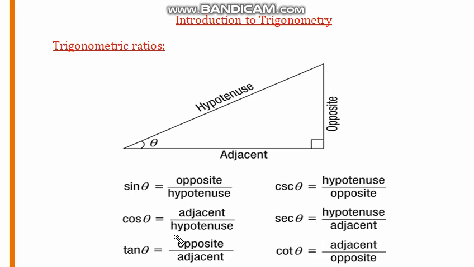Students, first you must know these three ratios. First, opposite by hypotenuse is sine theta. Next, adjacent by hypotenuse is cos theta. And the next one, opposite by adjacent, is tan theta.